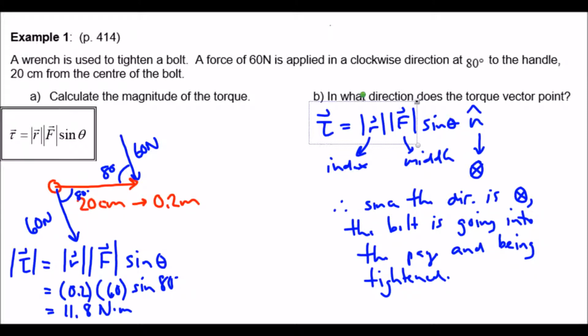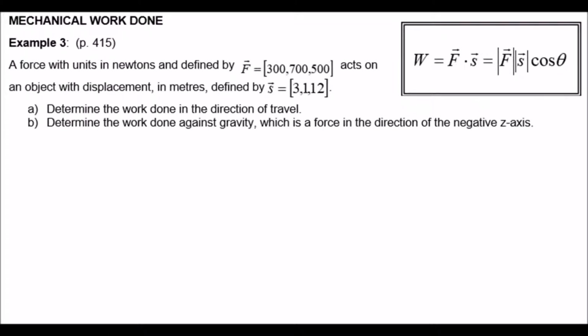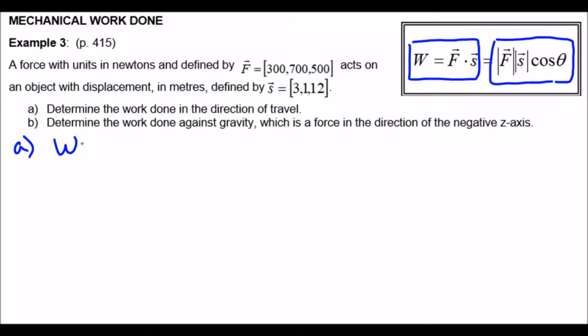So the next example looks like this, mechanical work done. My mechanical work done is just my dot product. It's either this formula here if it's Cartesian vectors, or this formula here if it is geometric vectors. Here we've got Cartesian vectors, so we're going to use this formula. The force with units in newtons is defined by F and acts upon an object with a displacement of this. So this is my force, this is my displacement. I know work done for part A is equal to F dot S.